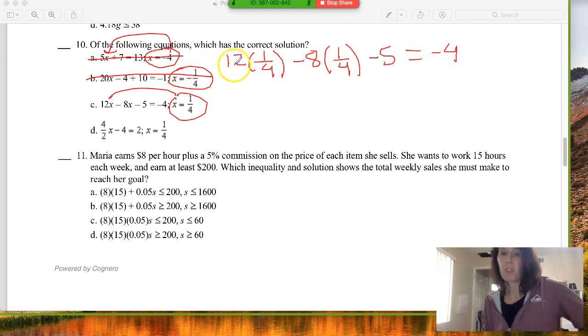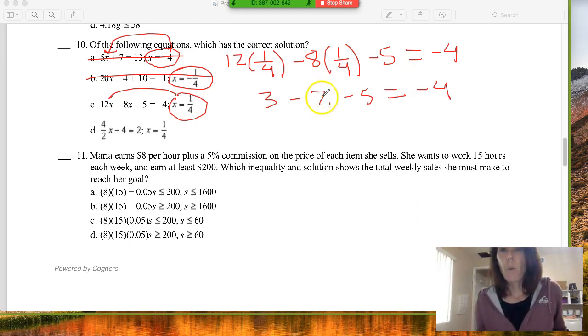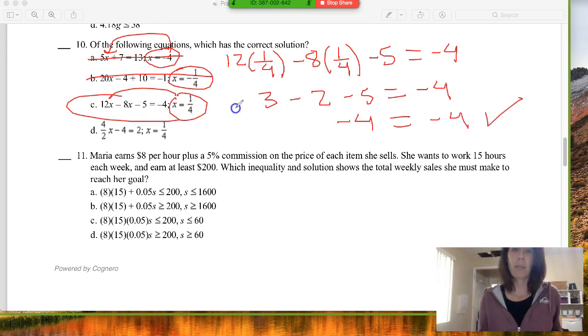Let's check. 12 times 1/4 is the same as 12 times 1 divided by 4. So 12 divided by 4 would be 3. And then negative 8 times 1 is negative 8, divided by 4 would be negative 2. Minus 5. Does that equal negative 4? Well, 3 minus 2 is 1. 1 minus 5 is negative 4. It does. This one works. Ding, ding, ding. So I'm going to pick C, but check D just to make sure.